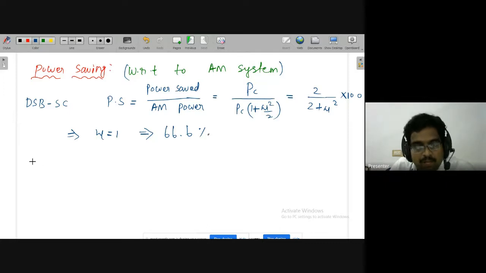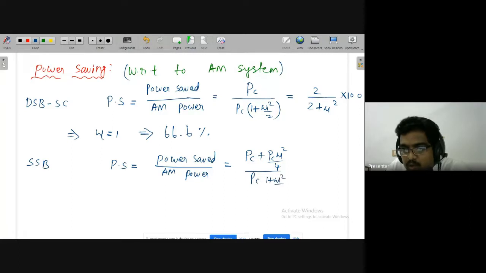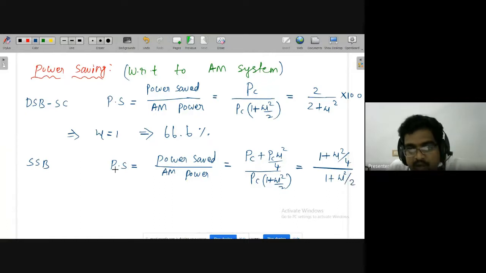Next, what is the power saving in the SSB system, single sideband system? Again, the power saving formula is the power saved with reference to the reference technique, that is AM power. In SSB, we are saving both carrier power as well as any one of the sideband power. That means I can write carrier power plus sideband power, that is PC plus PC mu square divided by 4, divided by PC into 1 plus mu square by 2. Again, I can take PC outside, then finally I will get 1 plus mu square divided by 4, divided by 1 plus mu square divided by 2. You can simplify this formula further. So this is the formula of power saving for the SSB system.